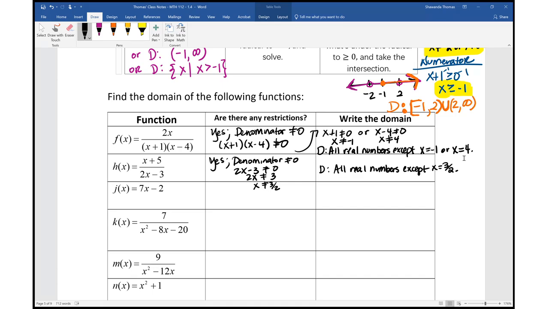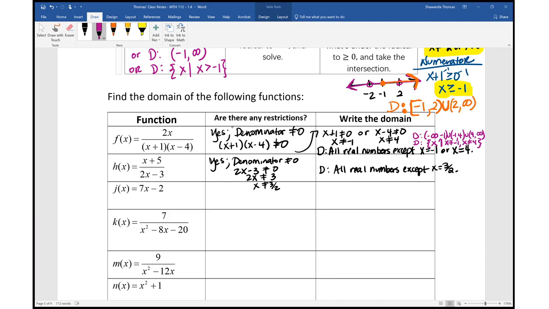So maybe I'll go back up to the first one, show you a way to write that one. Another way to write this one would be from negative infinity to -1, union from -1 to 4, union 4 to infinity, because we had two numbers that we had to exclude. And also, you could have written it as set builder notation, braces x such that x cannot equal -1, x cannot equal 4. That is good enough.